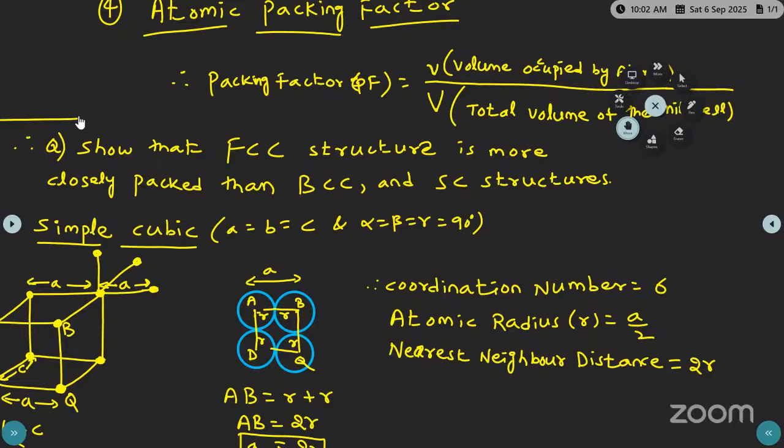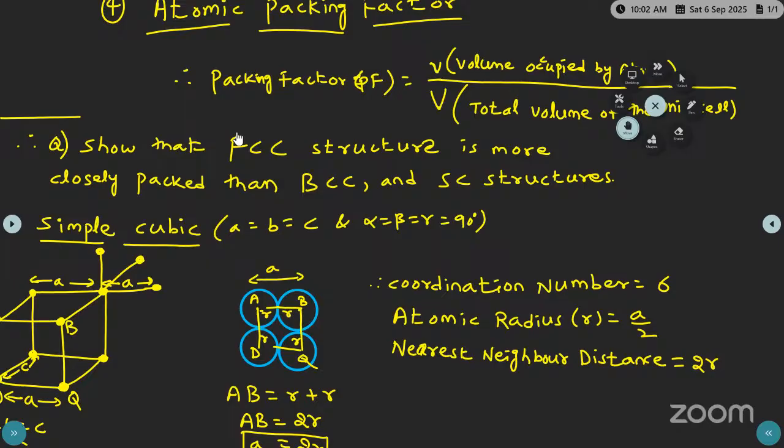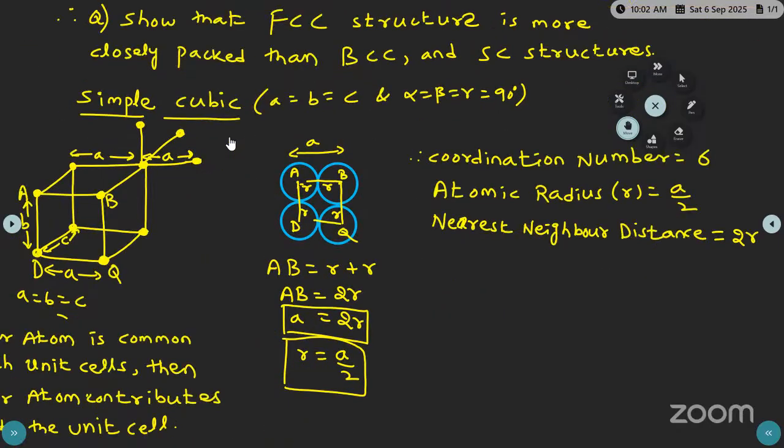The cubic crystal system, which is the first crystal system, and the packing factor calculation related to its 3 lattices. In the simple cubic structure, what is the coordination number? 6, right? If you consider any corner atom, the particular corner atom is having 6 nearest neighbors, right? How will it be for this one?